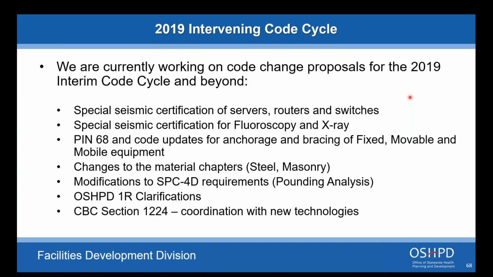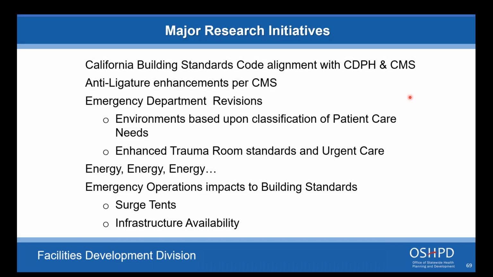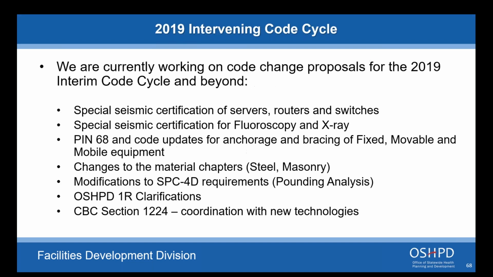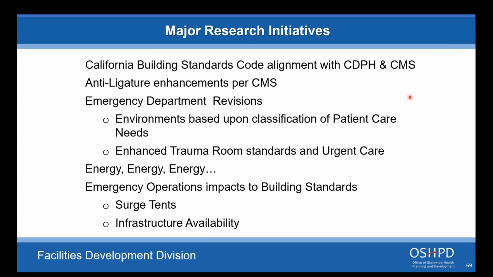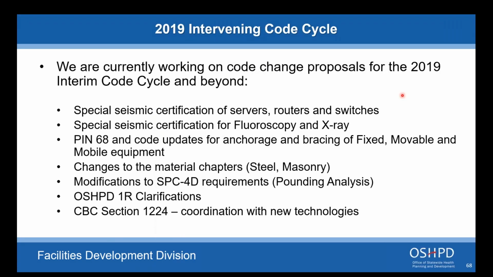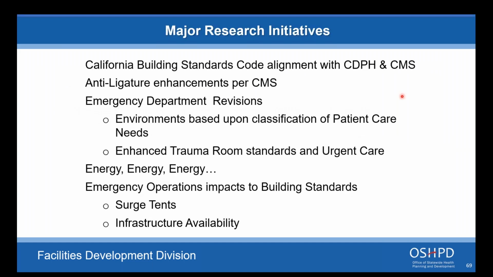Modifications to the SPC 4D requirements. There's some benefits for the pounding analysis that may not be required under certain conditions. So that can save a lot of money in analysis and analyzing the buildings that are adjacent to each other. Again, making refinements to the OSHPD 1R requirements and coordinating Section 1224 with new technologies.